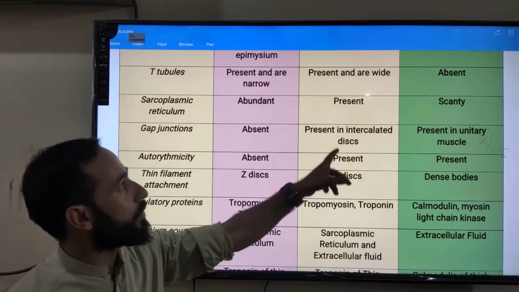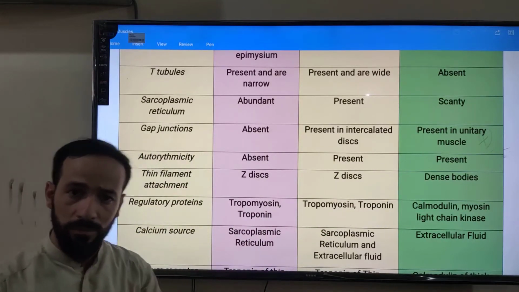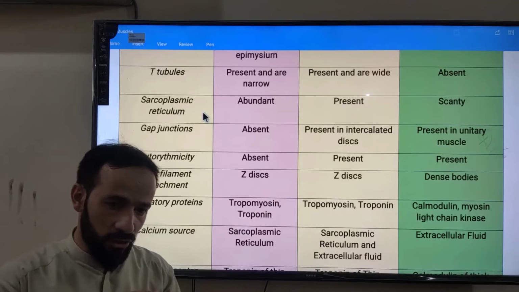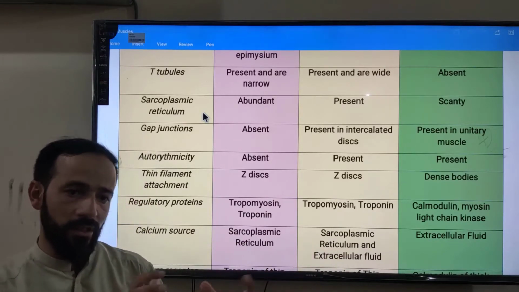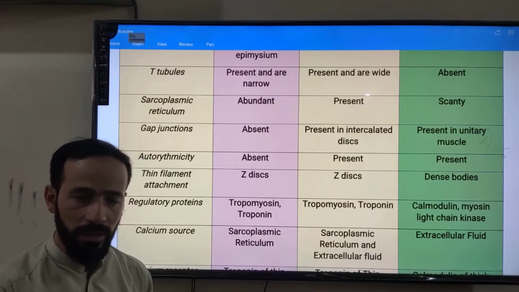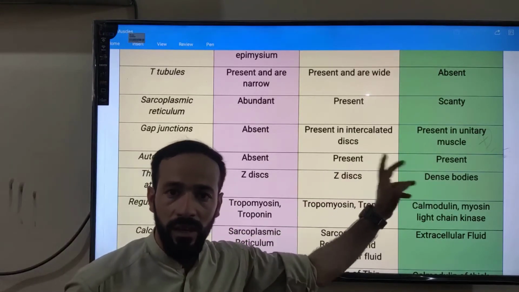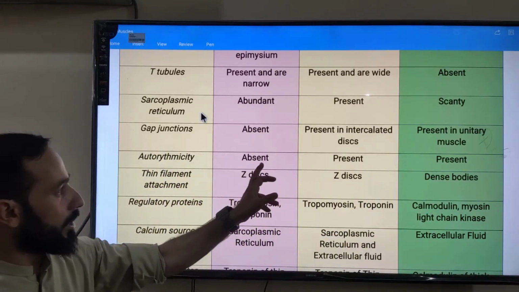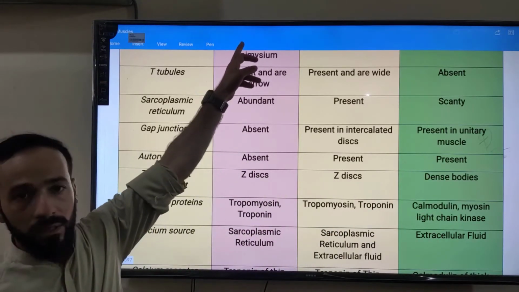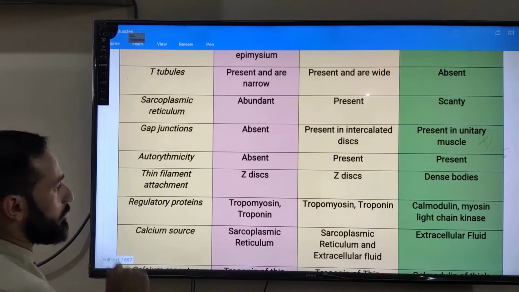But in case of cardiac muscles and smooth muscles, there is the property of autorhythmicity. They can generate lots of current, which will increase their contraction power. They can generate less, which can decrease their contraction. So this property is present only in smooth muscles and cardiac muscles, and it is not present in the skeletal muscles.